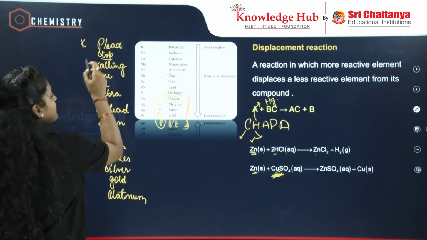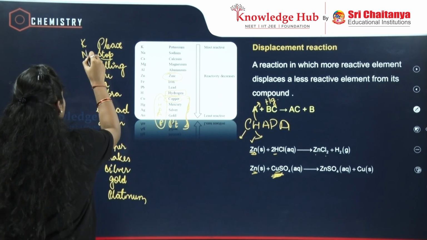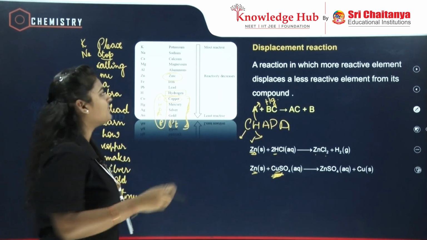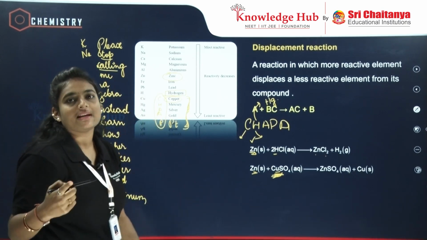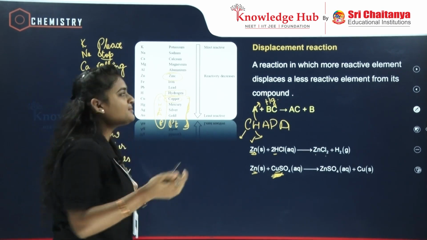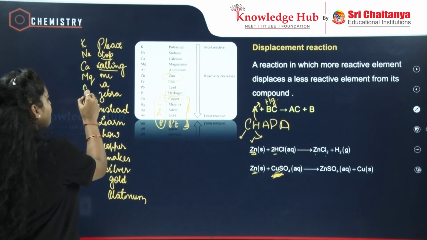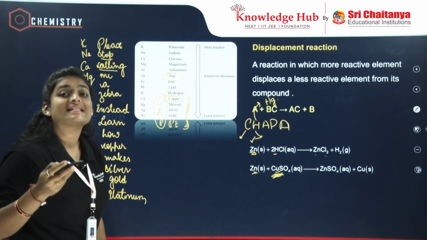Similarly with sodium. Stop. S is sodium. Na. Again, why Na? It is natrium. Next metal. Calling. So it is calcium. Me. So it is magnesium. It is aluminium. Zebra is zinc.